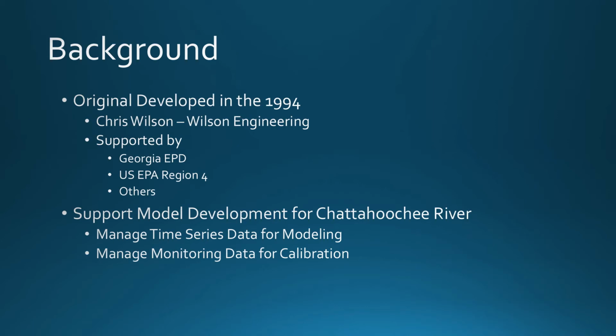WRDB was originally developed in 1994 by Chris Wilson with Wilson Engineering. It was developed to support the Georgia EPD and EPA Region 4, specifically to support a water quality modeling project for the Chattahoochee River. The primary person at EPD wanted a tool that could keep track of where data came from, where it ended up, and any calculations or assumptions that were made. It was basically developed to support model development. So it manages time series for modeling, and it also manages monitoring data for model calibration.